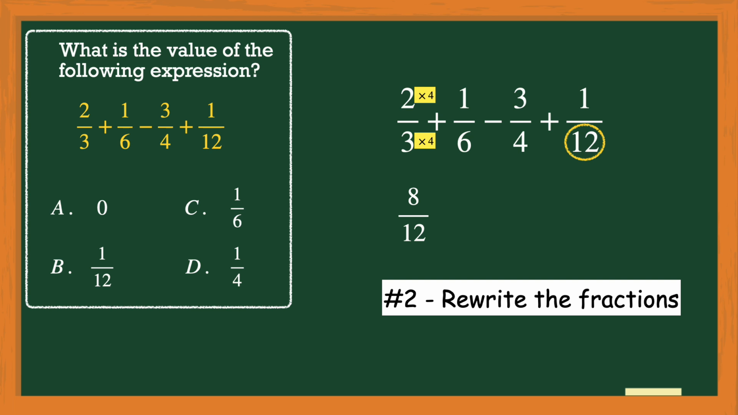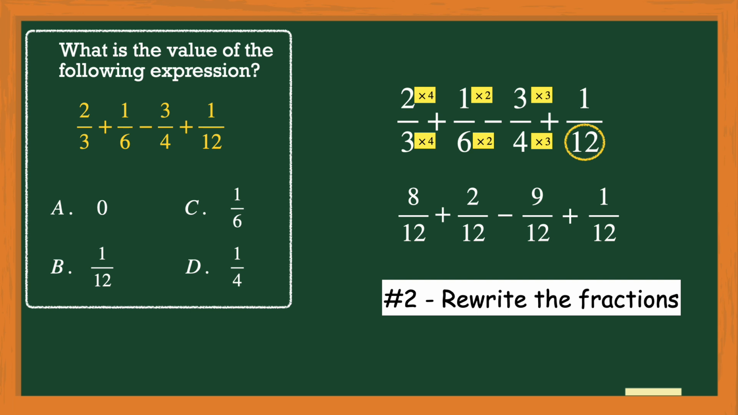Looking at 1/6, I need to multiply the denominator by 2 to get that common denominator of 12. And I'll do the same for the numerator to get my next equivalent fraction of 2/12. The next fraction of 3/4, I will need to multiply the denominator and the numerator by 3 to get the equivalent fraction of 9/12. And the last fraction of 1/12 I will just bring down.